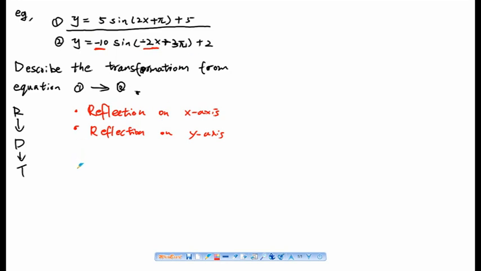So now let's move up to dilation. First, I can say here, in the first graph, there's a 5 times sine something, and in the second graph it is minus 10. The value 10 is double 5, so there will be a dilation by a scale factor of 2 along the y-axis.